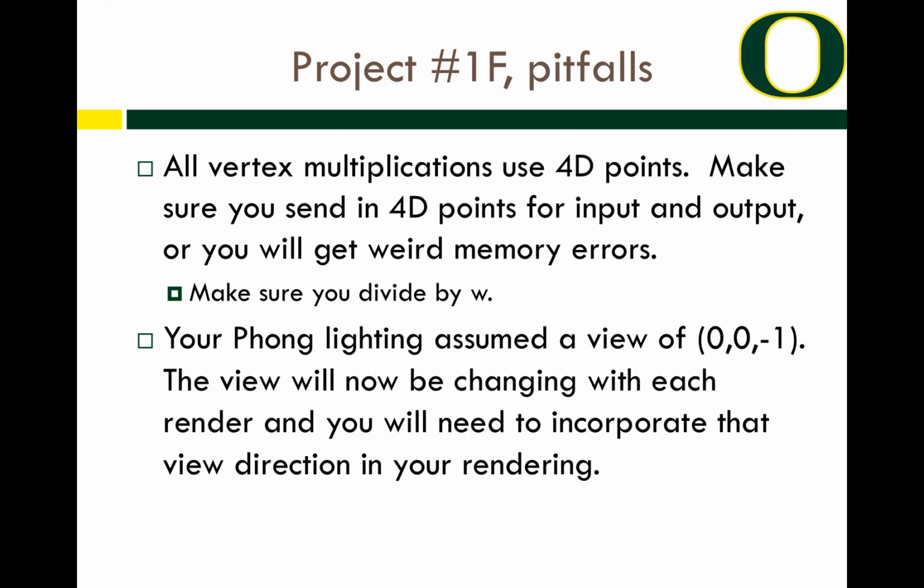Here are some pitfalls. All the vertex multiplications use 4-dimensional points, so make sure you send in a 4D point. Do not send in a double array of size 3, because it's just going to write past the end of it. Make sure your double arrays are of size 4, and when you get it back, make sure the output is of size 4. When you get back, divide by W.